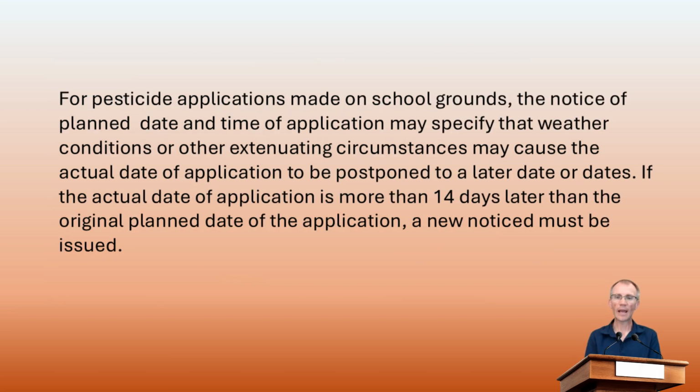For pesticide applications made on school grounds, the notice of planned date and time of application may specify that weather conditions or other extenuating circumstances may cause the actual date of application to be postponed to a later date or dates. If the actual date of application is more than 14 days later than the original planned date of the application, a new notice must be issued.